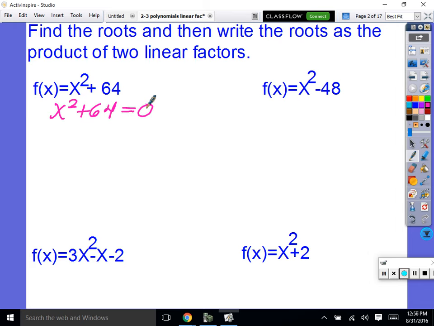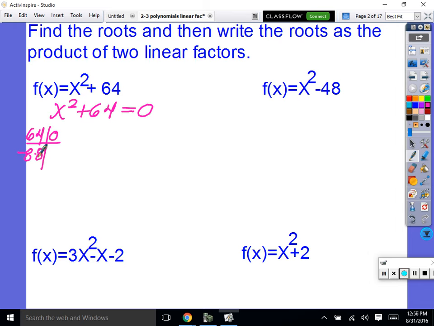This one doesn't factor. Nothing multiplies to be 64 and adds up to be 0. Wouldn't that be negative 8 times 8? Is that negative 64? No, so that doesn't factor. We wouldn't solve it by factoring anyways. There's an easier method. Don't we just isolate the square and take the square root?